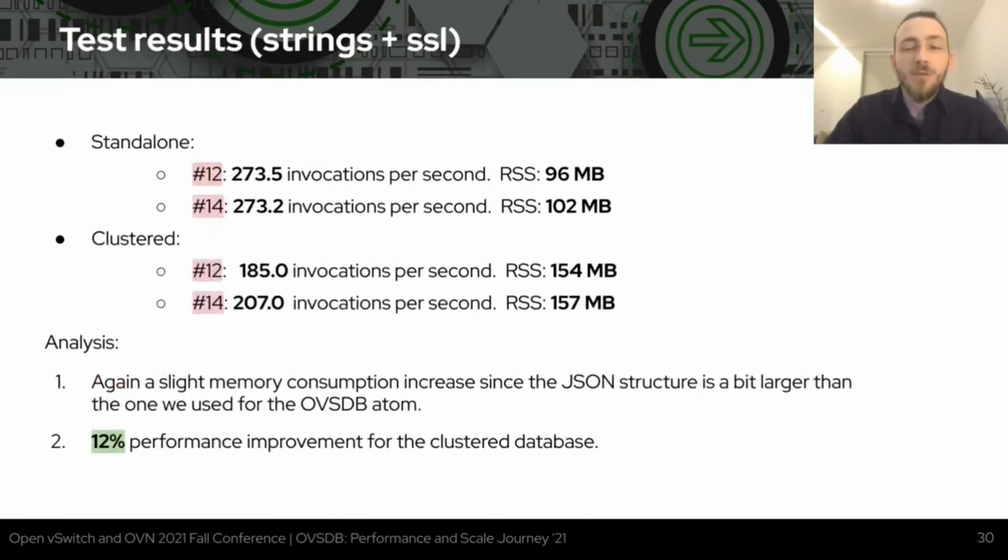Comparing performance with patches number 13 and 14 to number 12, we have again a slight memory consumption increase since the JSON structure is a little bit larger, but we also have a good 12% performance improvement for the clustered database case.